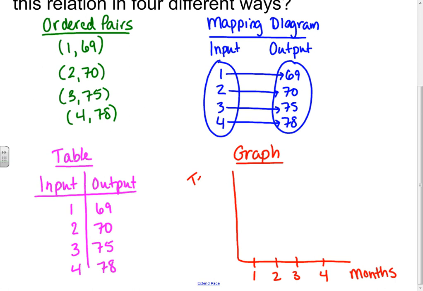Now this happens to be temperature in degrees Fahrenheit, but because the lowest temperature is 69, I'm going to truncate the y-axis and start it at 70. And then I'm going to go 75 and 80. You can choose whatever you want, just make sure you label it. And then plot your ordered pairs as best as possible. So (1, 69) might be there, (2, 70) just a little higher, (3, 75), and (4, 78). Just don't connect them with a line because it's meant to look like a scatter plot.